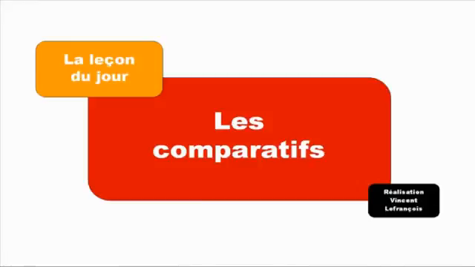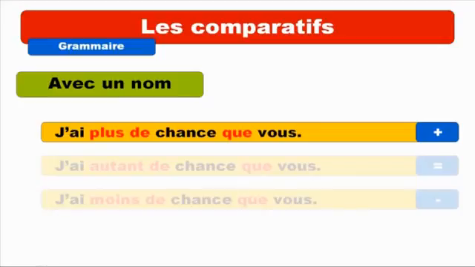Today we will see together les comparatifs. If you want to compare, the first situation is if you want to use a name, un nom. In this case you will get: j'ai plus de chance que vous. You've got to use this plus, then the preposition de, and after that que.